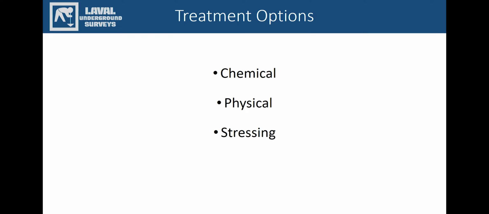The first is via chemicals. This is a very common way that requires research into the proper chemical and its advantages or disadvantages. Chemicals can be highly toxic, so it's important to ask a lot of questions when choosing one. Treating a well with physical equipment and stressing the bacteria are also options that we'll get into.